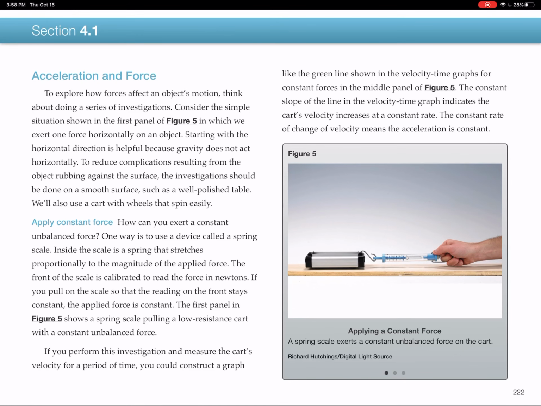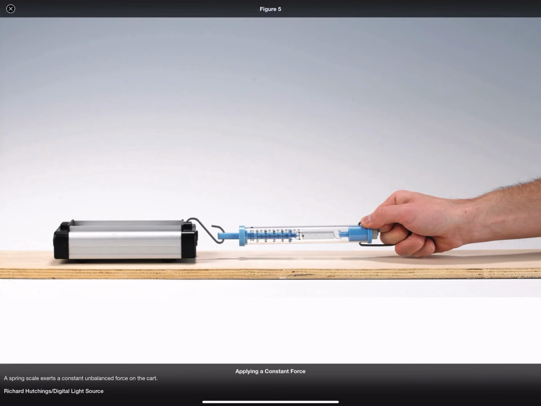So if we apply force to an object, what is this going to do to the motion? There's a couple ways that we could do this investigation. One of them would be to pull on an object with a spring scale. If we apply a different amount of force, how will that affect the motion of the object?